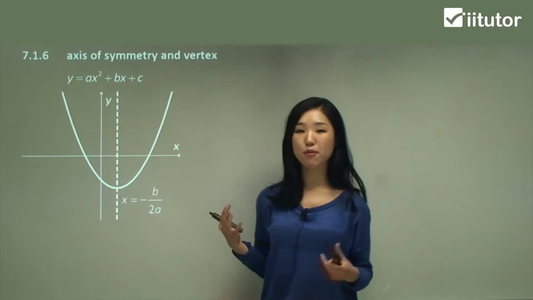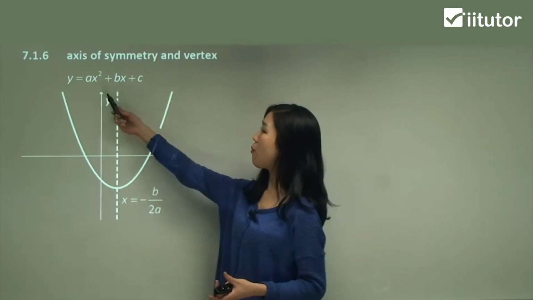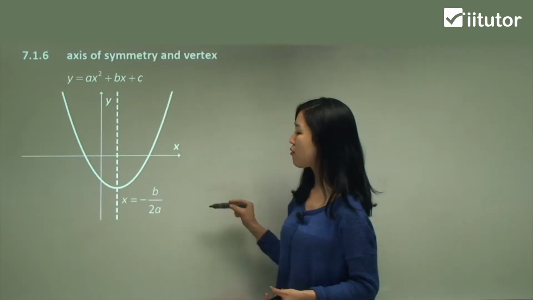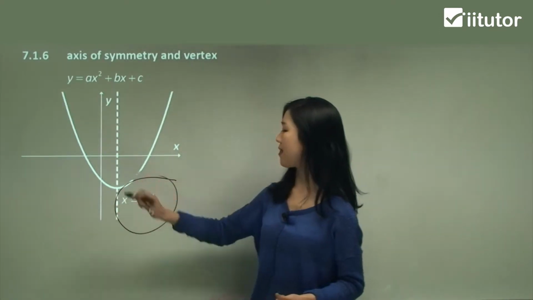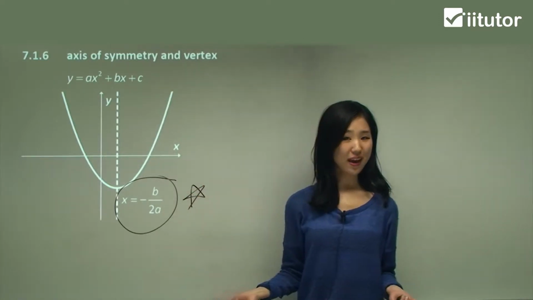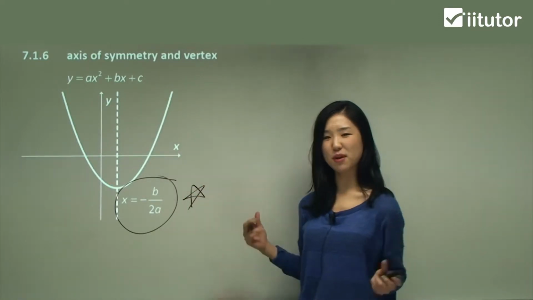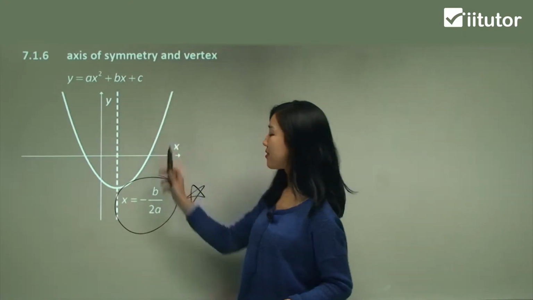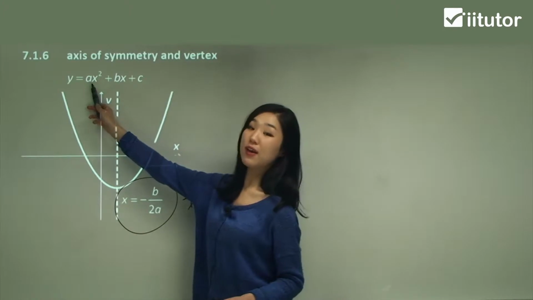Now, for any type of quadratic equation that's in the form y equals ax squared plus bx plus c, the axis of symmetry formula is given by this. Okay, x equals negative b on 2a. So it's a very simple formula, so it's not a big one. And b, you should know that it's the coefficient of x, and a is the coefficient of x squared.